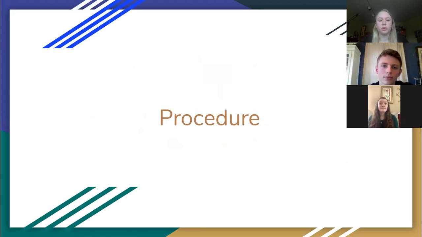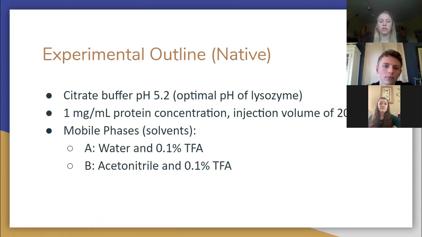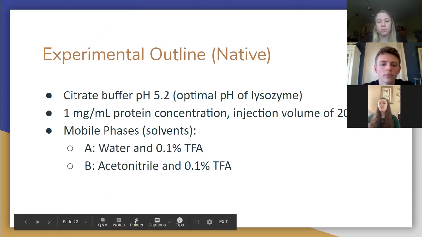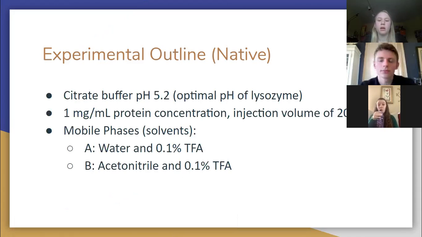So for our procedure, we ran all 3 of the proteins at different times to see their retention time. First, we ran the native lysozyme. The native lysozyme was put in a citrate buffer with a pH of 5.2, which is the optimal pH of lysozyme. The solution with lysozyme had a 1 milligram per milliliter protein concentration, and our injection volume was 20 microliters. Our 2 mobile phases were water with 0.1% TFA and acetonitrile with 0.1% TFA.